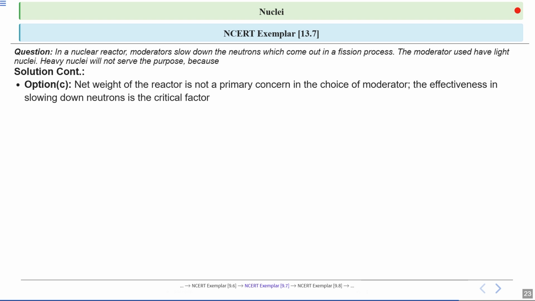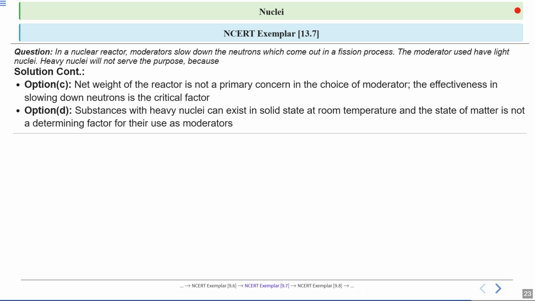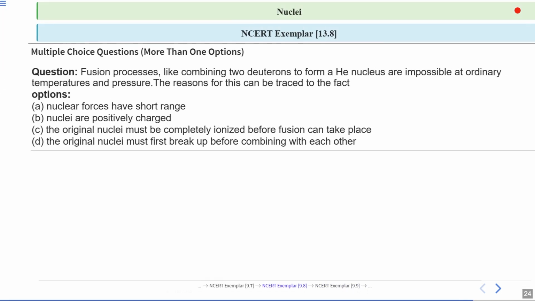Option C is incorrect because the net weight of the reactor is not a primary concern in the choice of moderator. The effectiveness in slowing down neutrons is the critical factor. Option D is incorrect because substances with heavy nuclei can exist in solid state at room temperature, and the state of matter is not a determining factor for their use as moderators.